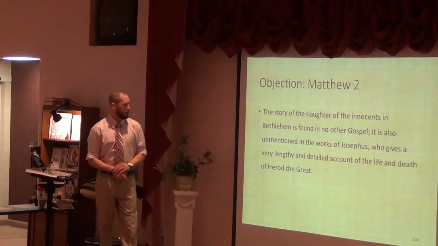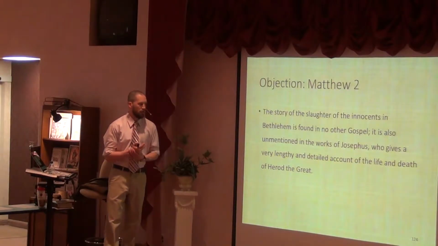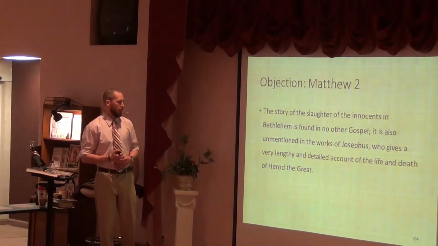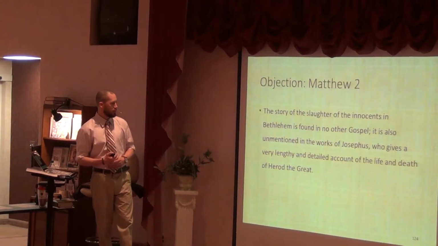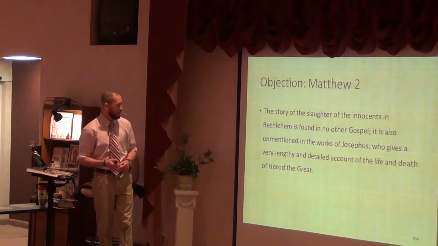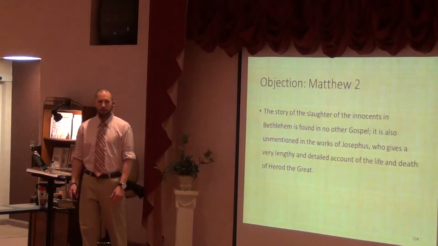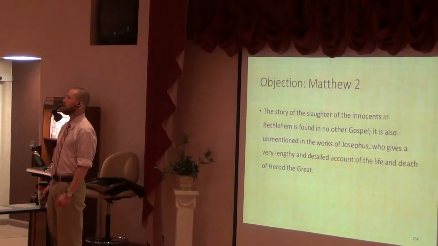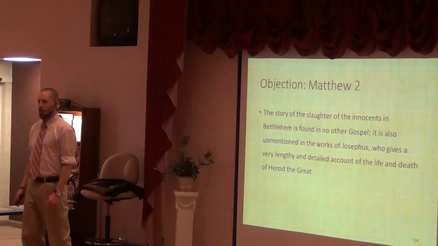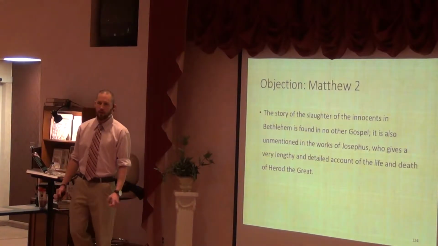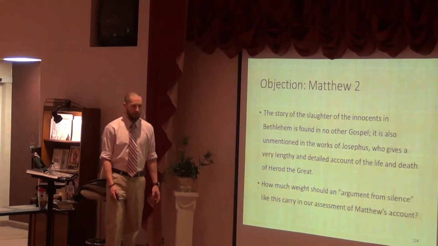Matthew chapter 2. The story of the slaughter of the innocents of Bethlehem is found in no other gospel. It's also unmentioned in the works of Josephus, who gives a very lengthy and detailed account of the life and death of Herod the Great. So this is called an argument from silence. And arguments from silence are always what? Weak. They're always weak.